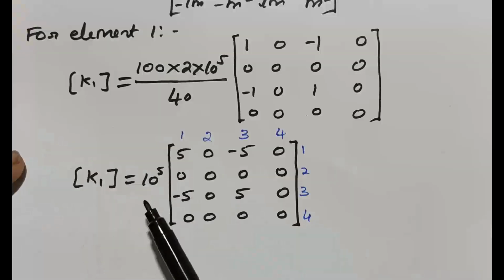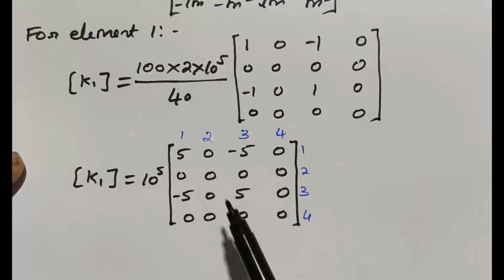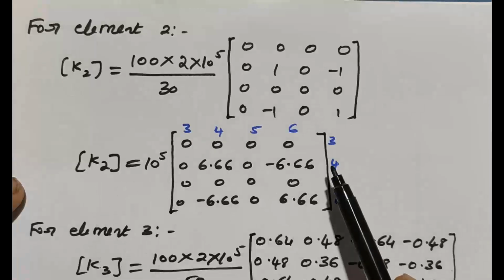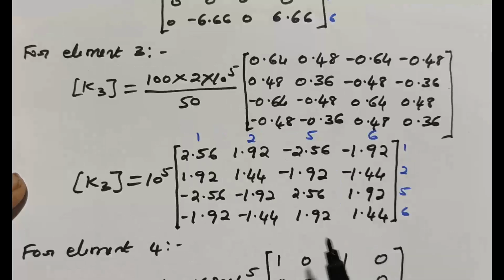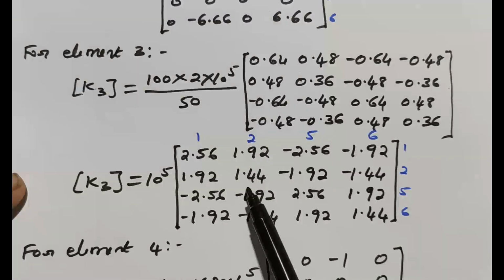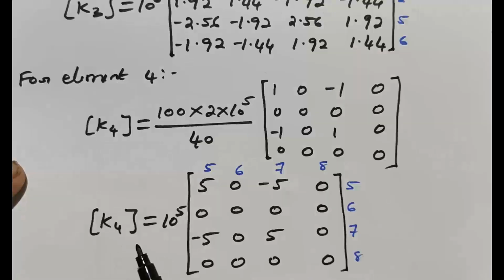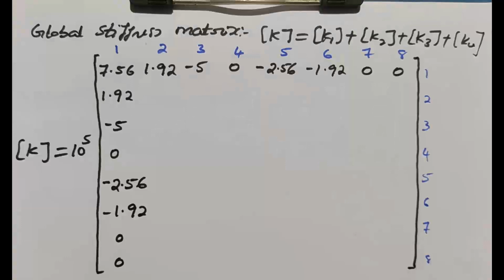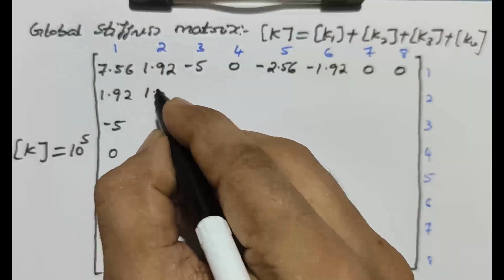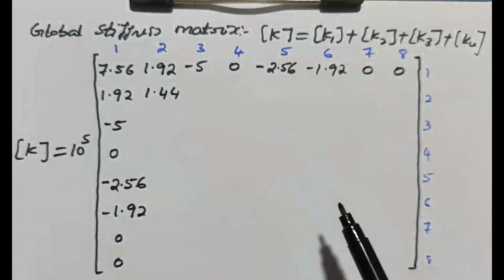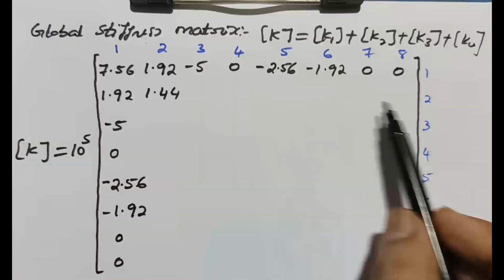Next we need element corresponding to 2 and 2. See in K1 element corresponding to 2 and 2 is 0. In K2 we don't have any element corresponding to 2 and 2. In K3 we have element corresponding to 2 and 2, that is 1.44. Again in K4 we don't have any element corresponding to 2 and 2. Therefore element corresponding to 2 and 2 will be 1.44.